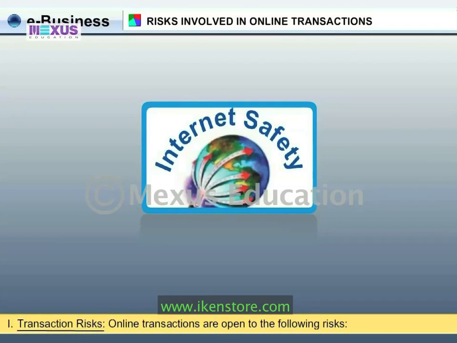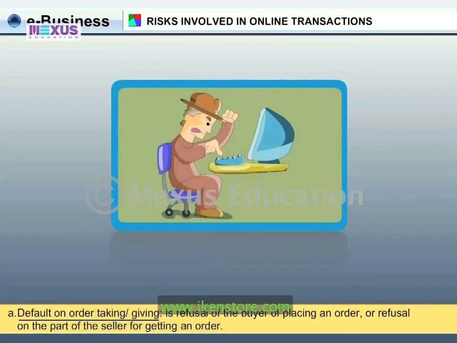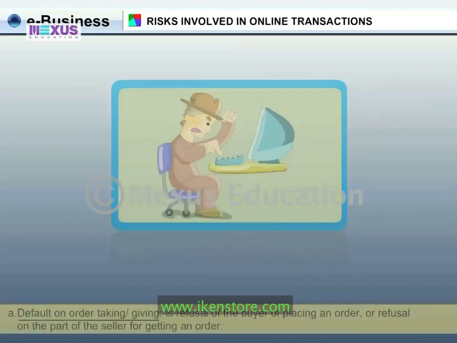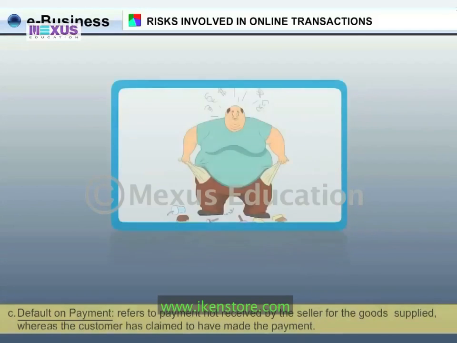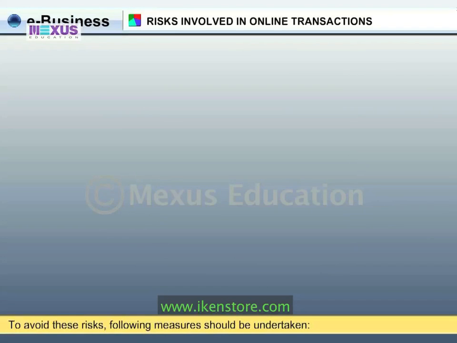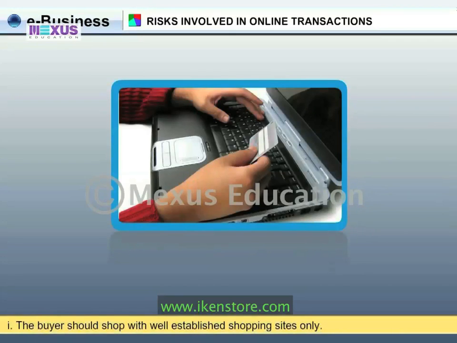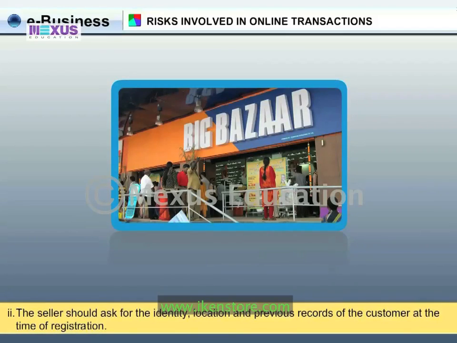Online transactions are open to the following risks: default on order taking or giving, default on delivery, default on payment. To avoid these risks, the following measures should be undertaken. The buyer should shop with well-established shopping sites only. These sites provide the customers with a seller's identity, location, as well as the service records. The seller should ask for the identity, location, and previous records of the customer at the time of registration.